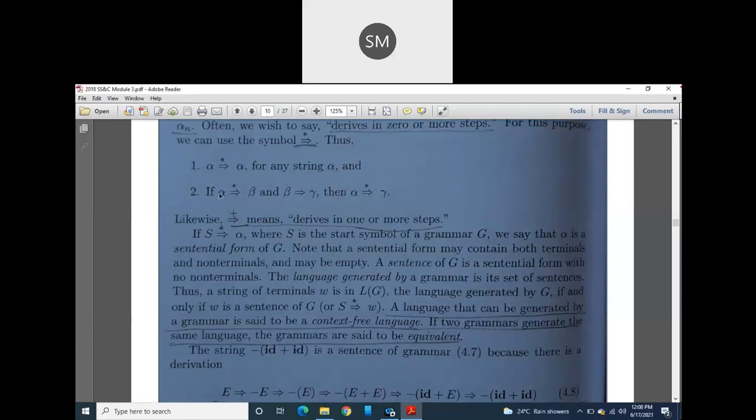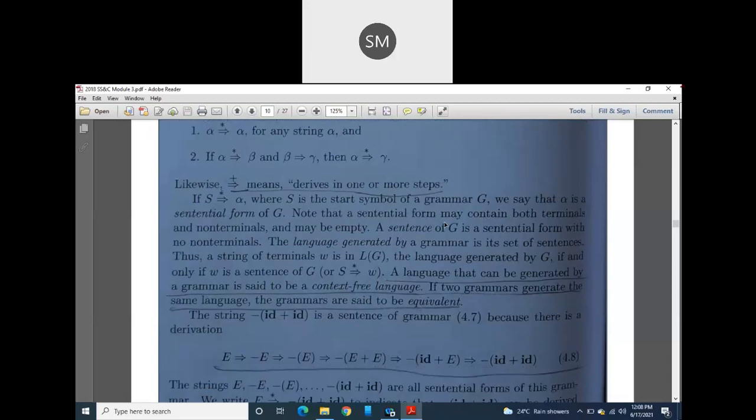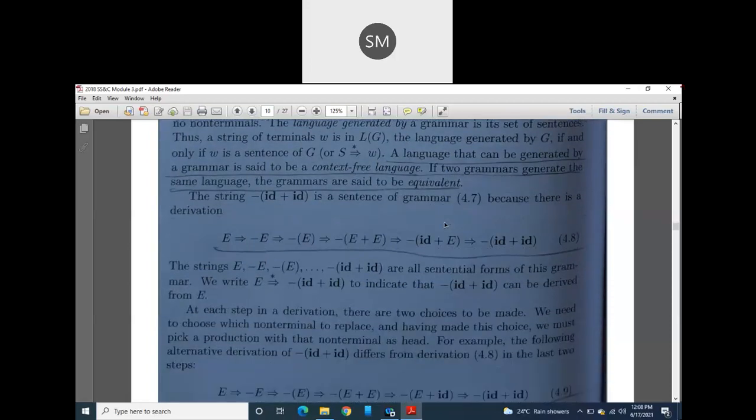Similarly here, alpha is deriving beta by using 0 or more steps, and beta is deriving gamma with only one step. Then definitely, ultimately, alpha derived this gamma by using 0 or more steps, right? And in the place of a star, if you write a plus, then it is called derived in one or more steps. Clear, guys?